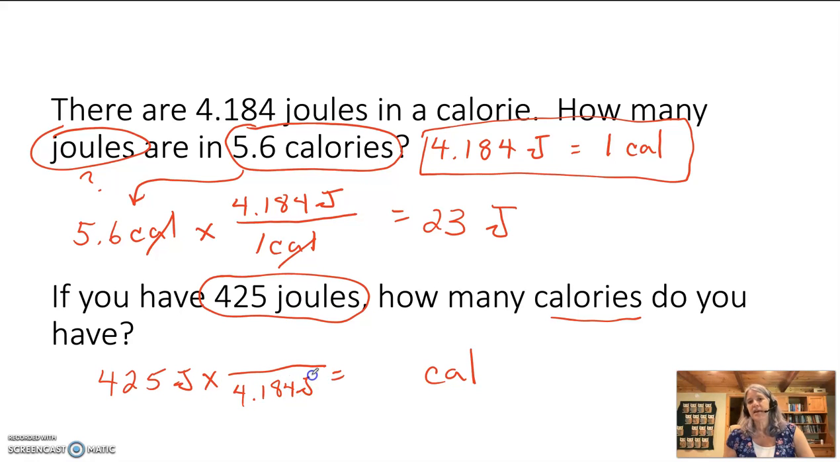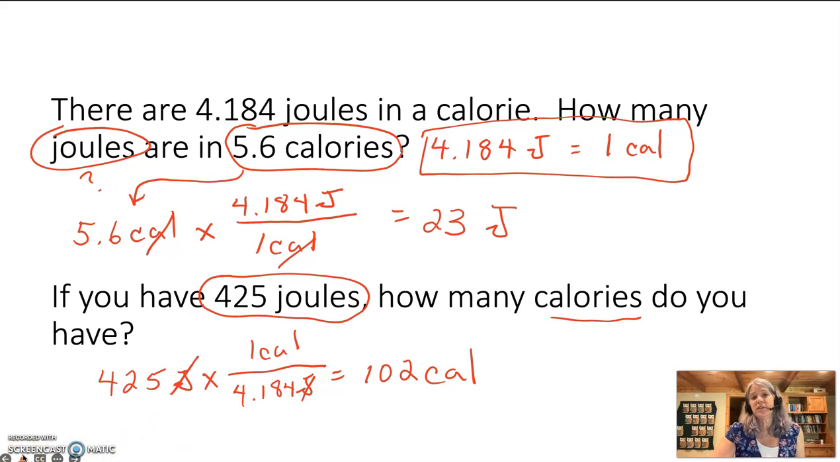And we're going to put the calories on the top, 1 calorie. We check our units to make sure the right units cancel and we're left with the ones that we want. And then we do our math. 425 divided by 4.184 equals 102. Okay, so again, I'm rounding off to 3 significant figures in this case because there's 3 in this one over here. Answer: 102 calories.